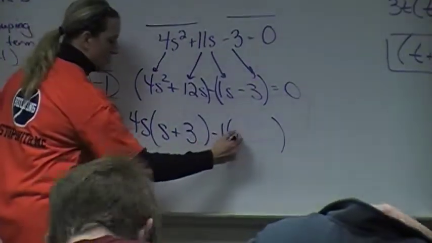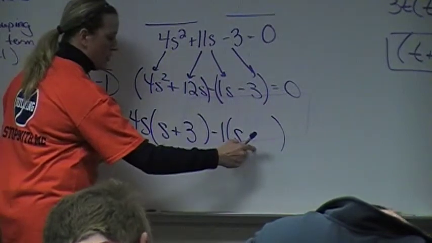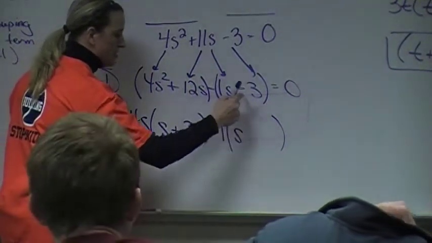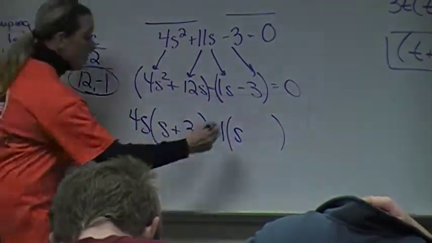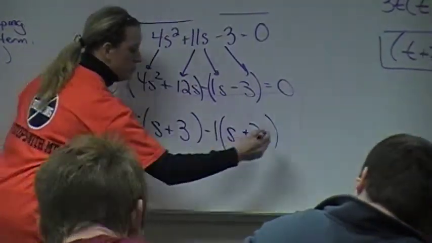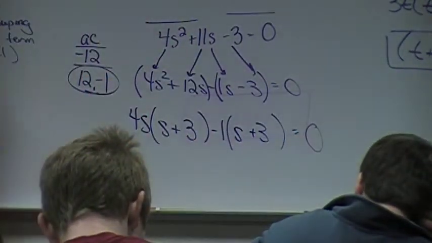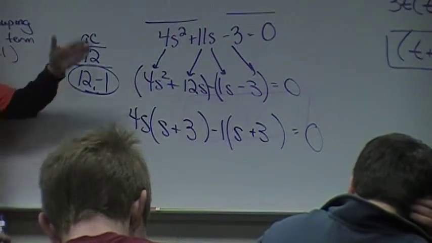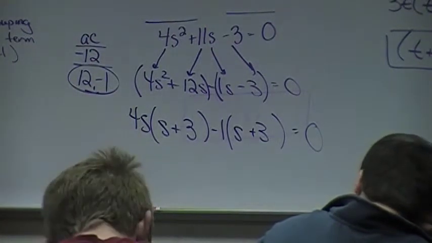All right, so then obviously this is s. Negative 1 times what is negative 3? Positive 3, good. Okay. Bring down the equals 0. We're almost done. We've got 2 more steps here, one more than what we had in the past, because we're not just factoring, we're solving it.